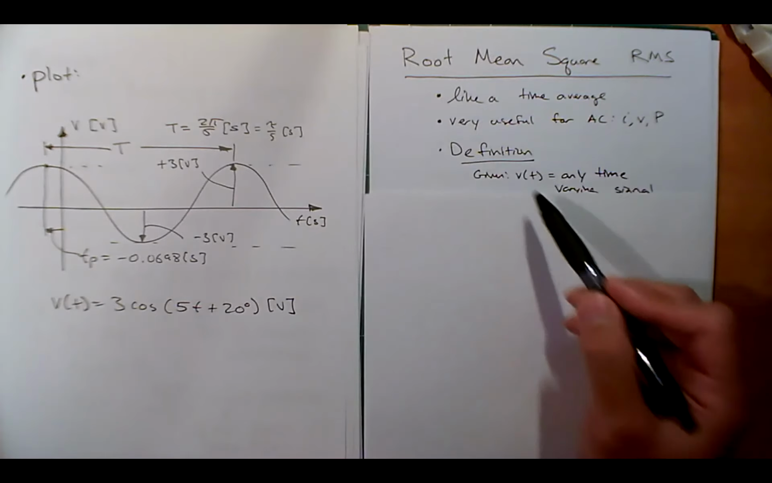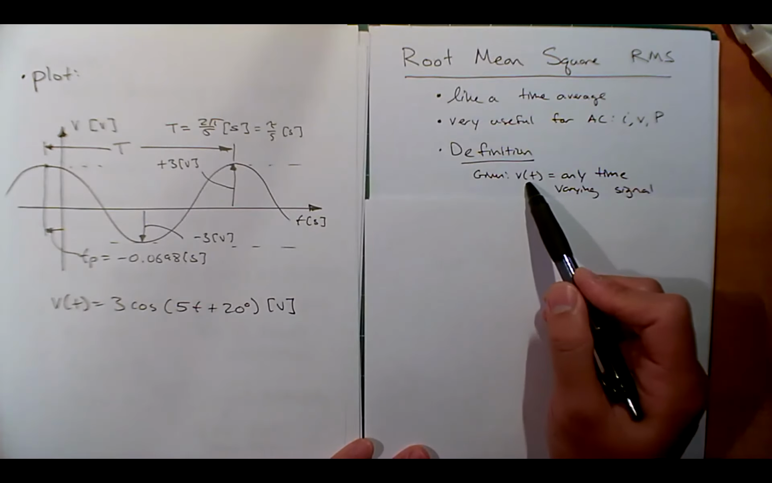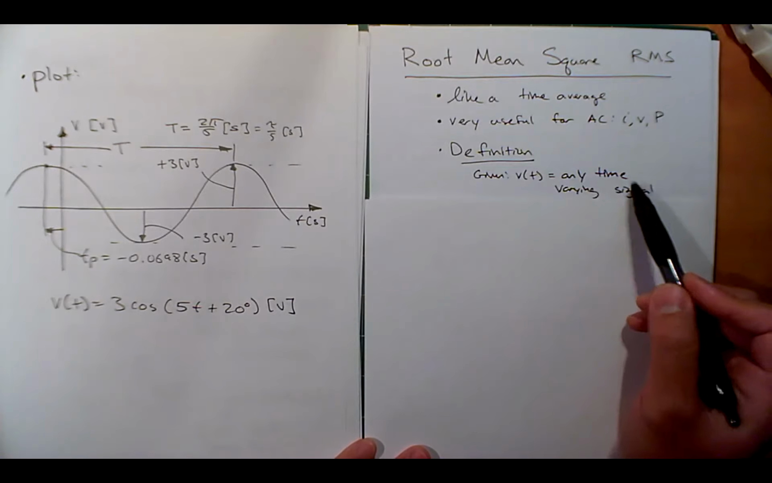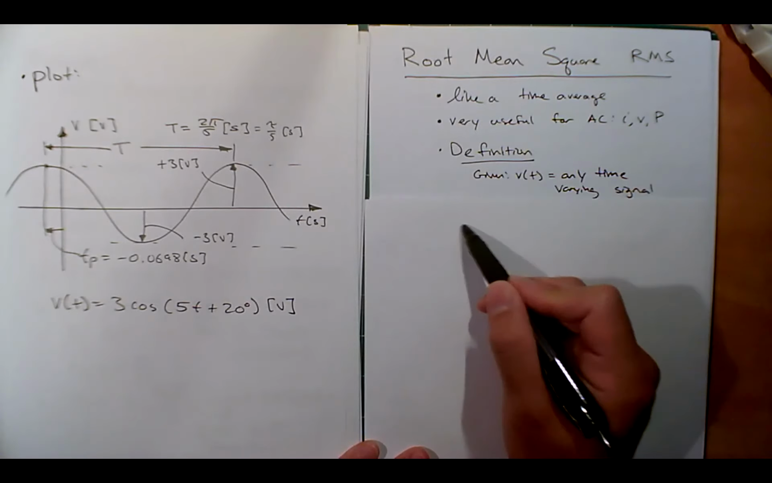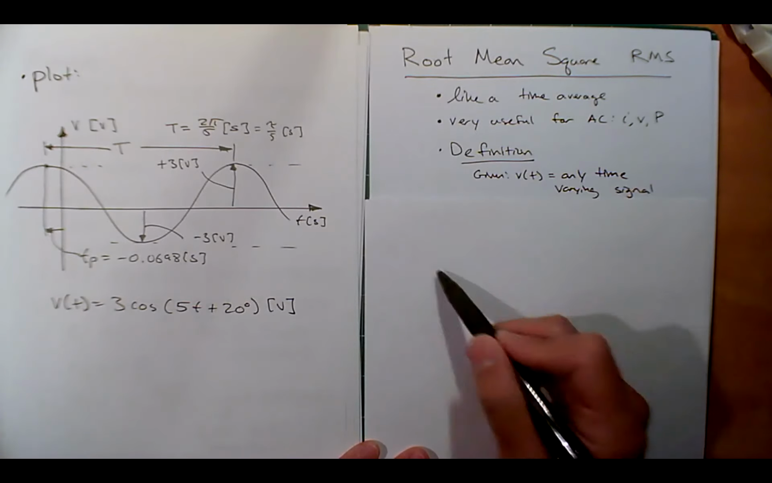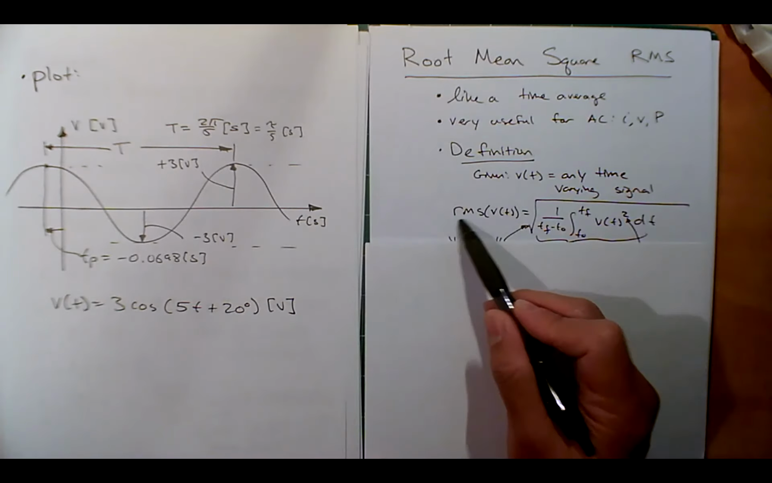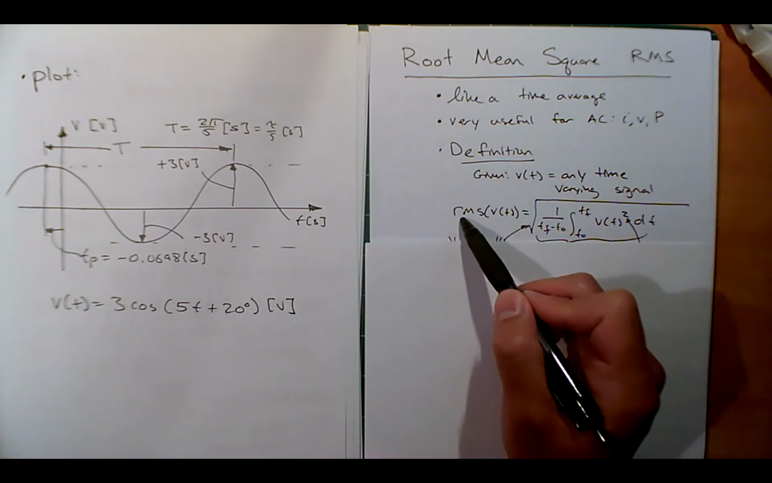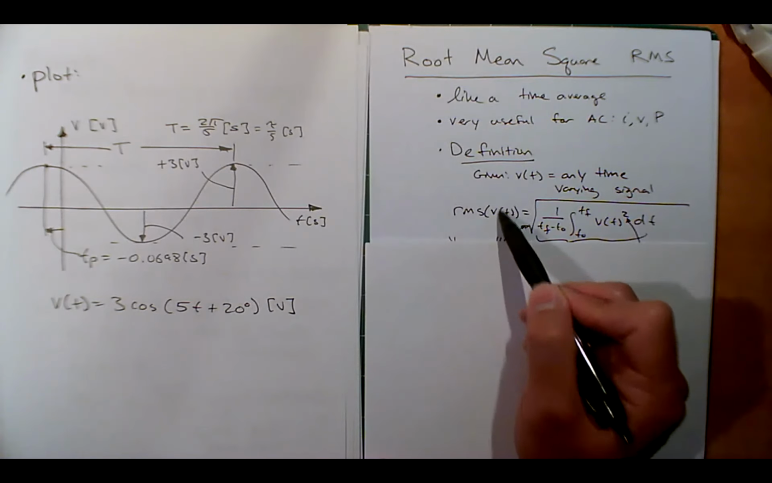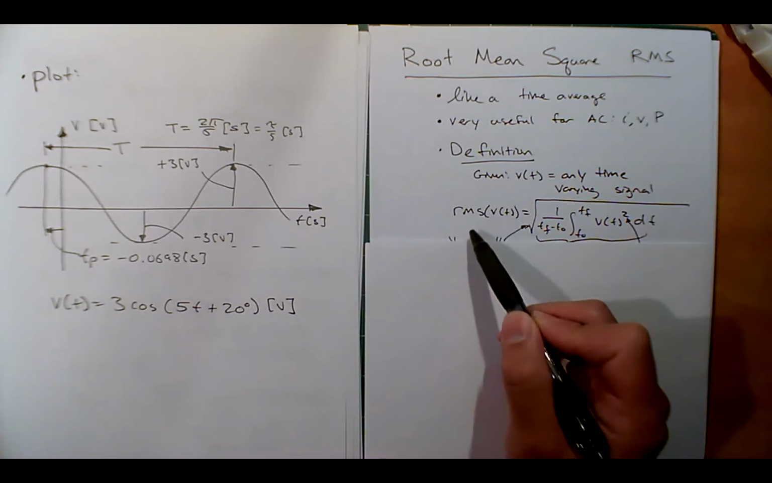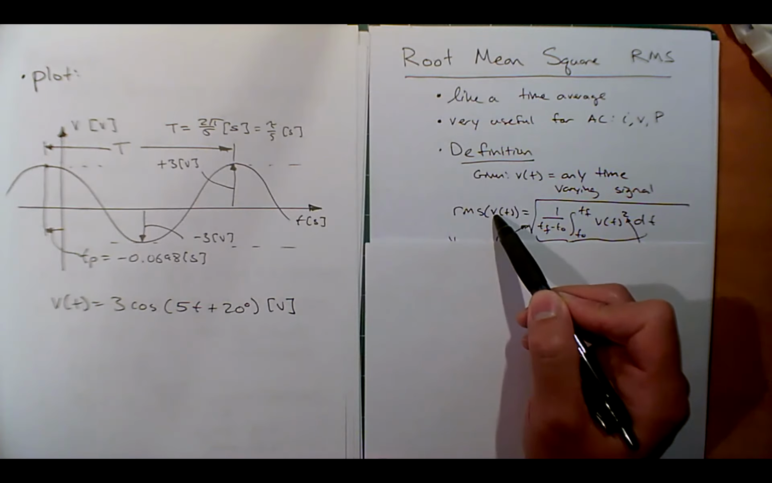And so this is the definition. Given any signal, it doesn't even have to be AC. It could be a square wave, a constant, a triangle wave, any time varying signal. This is the definition of the root mean square. So the root mean square is like a function that I can apply to my voltage. This V of t is any signal.